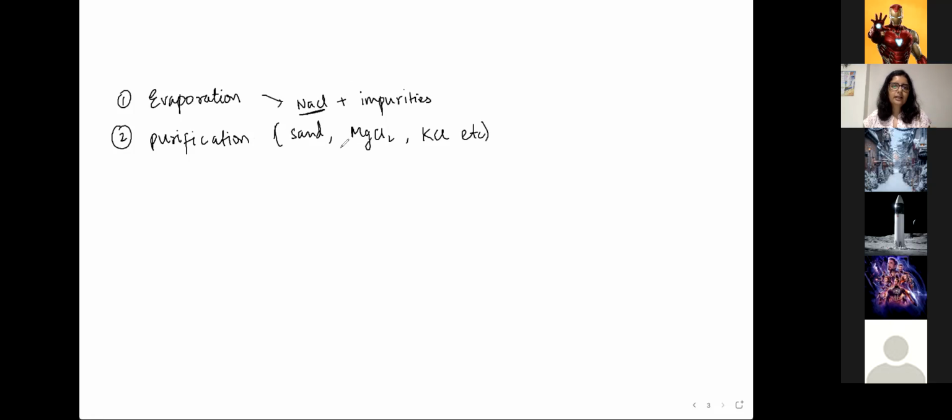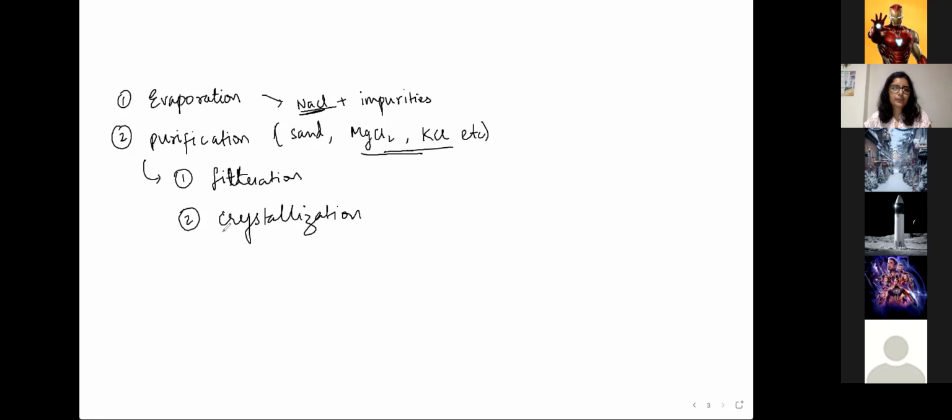You separate out NaCl from all the other impurities. For purification, depending on which impurity you're separating out, many different methods can be applied. One is direct filtration. If it is stuff like sand, you can directly filter it out. Second, you have different chemical processes that will leave NaCl alone but take out only KCl or MgCl2. That particular chemical process will separate these out. And the final step to get almost 100% purified, close to 99% or so, is crystallization. This is a surefire way to get pure NaCl.